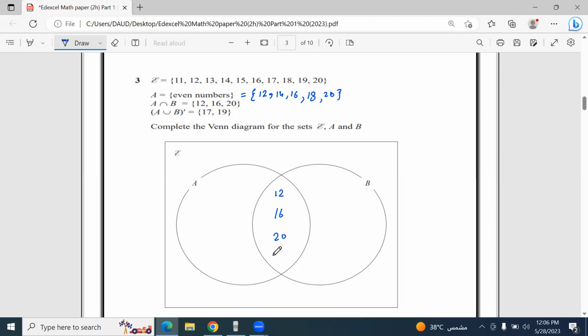So we have to complete the Venn diagram, and then next, if you see A union B whole complement means not included. It means all elements of A union B, but they mention whole complement, so not A union B. It means 17 and 19 will come outside of the diagram of A union B. 17 and 19.